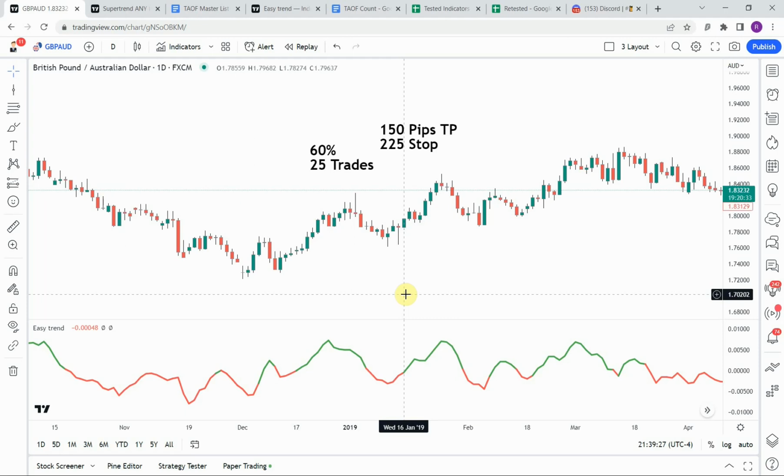Today we will be looking at an advanced testing of the Easy Trend Indicator.